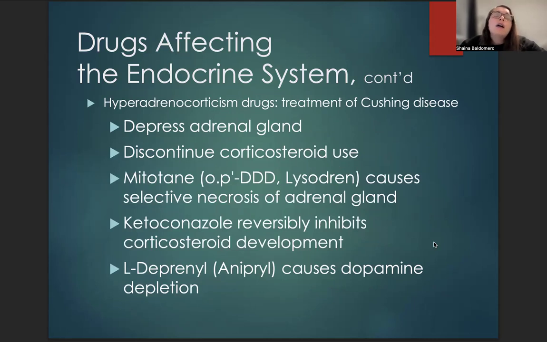Now, on the flip side, there's hyperadrenocorticism. This is when the adrenals are going off the chart. They are super stressed. Cortisol is going crazy, and it results in Cushing's. So hyperadrenocorticism is just another word for Cushing's disease.